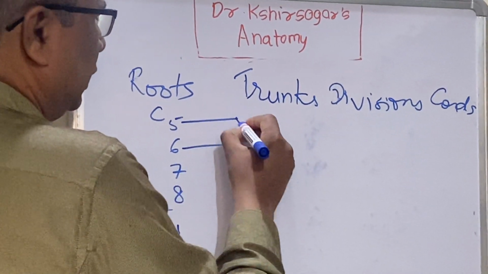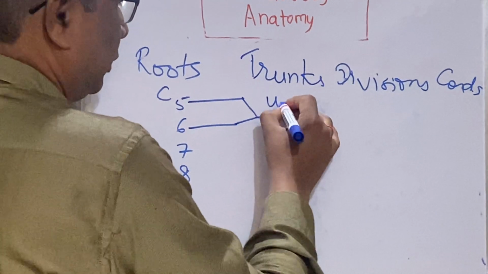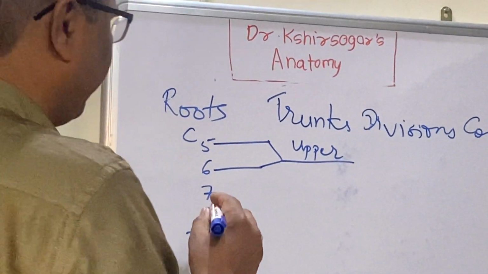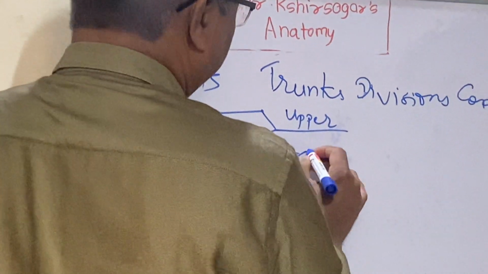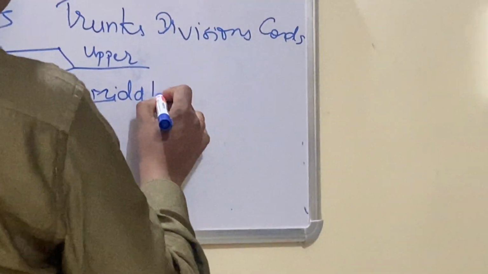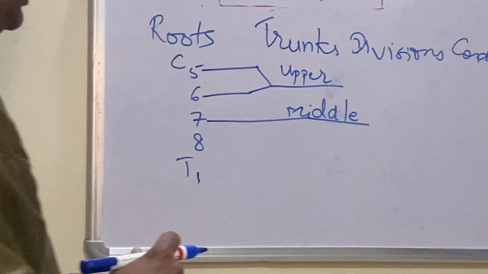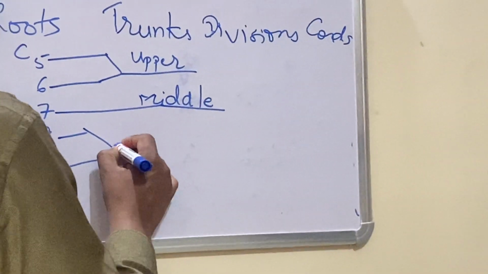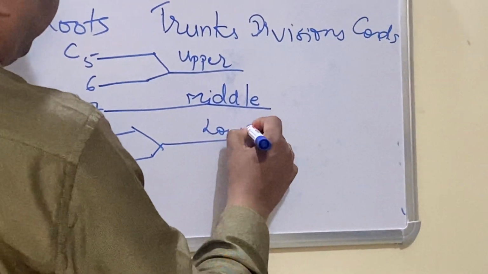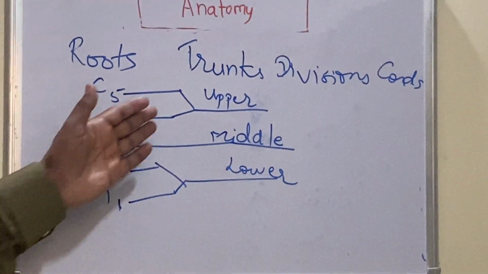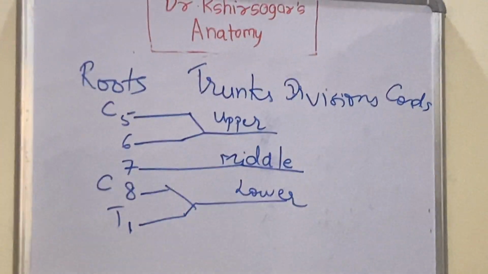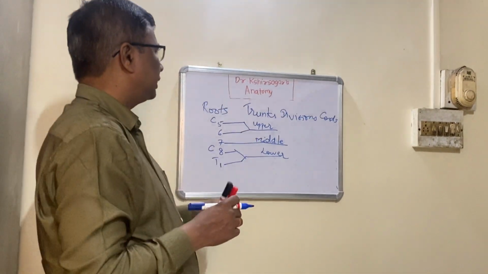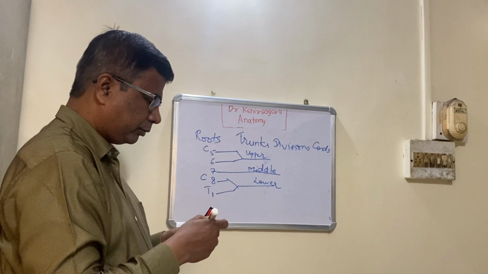C5 and C6 will join to form the upper trunk. C7 will continue as the middle trunk, and C8 and T1 will join to form the lower trunk. Is this clear? So C5, C6 will join to form the upper trunk, C7 will go as the middle trunk, and C8 and T1 will join to form the lower trunk.